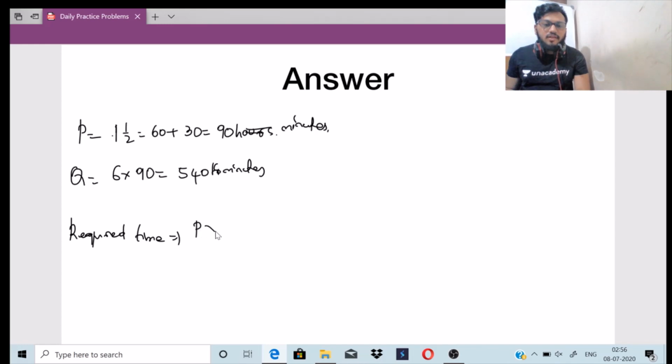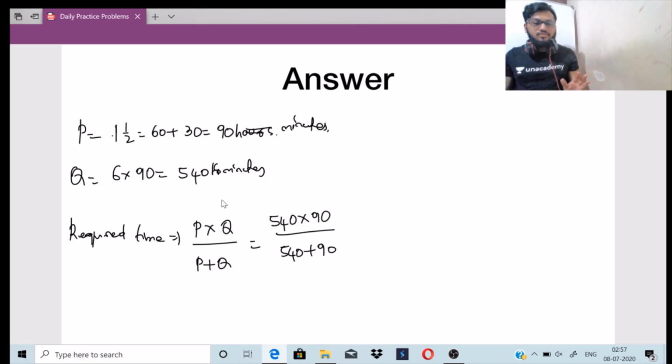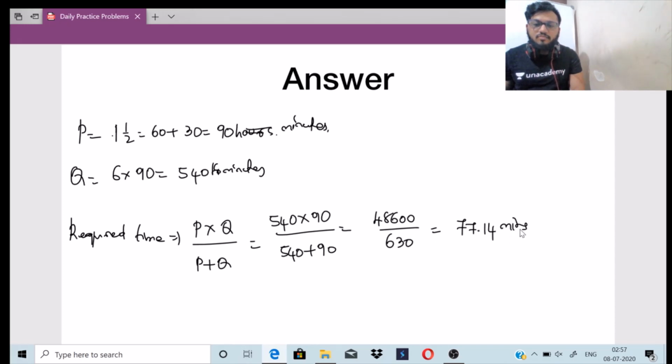So it is given by the formula P into Q divided by P plus Q, right? P into Q, which is 540 into 90 divided by 540 plus 90. I've just reversed it. Actually P is 90, Q is 540, so the equation will be 90 into 540 divided by 90 plus 540. So here it will be 48,600 divided by 540 plus 90, which is 630, right? 48,600 divided by 630, which is nothing but 77.14 minutes. Because I have substituted both of them in minutes, the answer will also be in minutes, right?